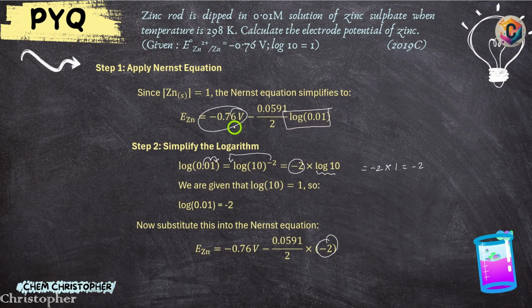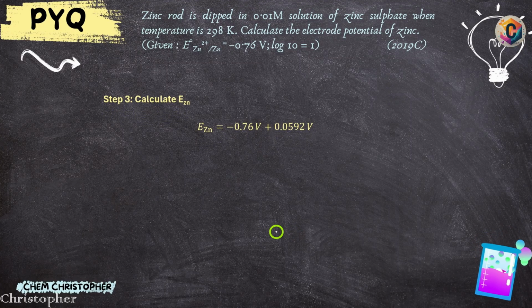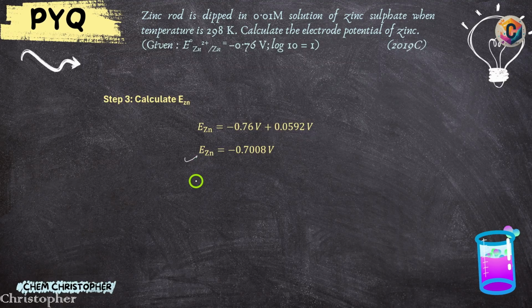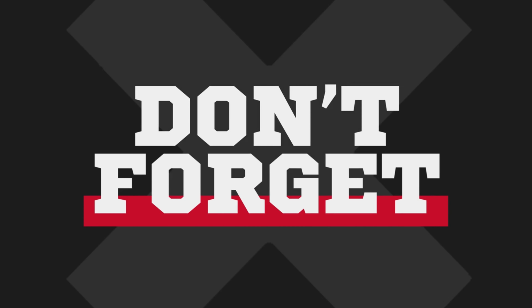And here the E naught cell value is minus 0.76 volt, minus 0.0591. The number of electrons involved here is 2. Then if I simplify this, I'll get minus 0.76 plus 0.0591. If I add it, I will get the EMF of the cell as minus 0.7008.